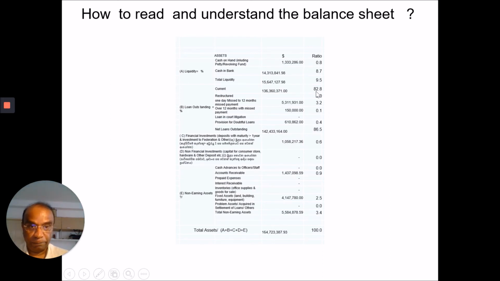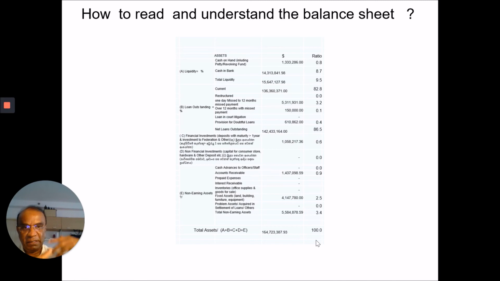It's very good. And here, non-financial investment, financial investment, is very, very insignificant. That means they have used the total funding for our lending process. Non-earning asset here is 2.5, and here the total non-earning asset is 3.4. I think it's a fairly very good balance sheet.